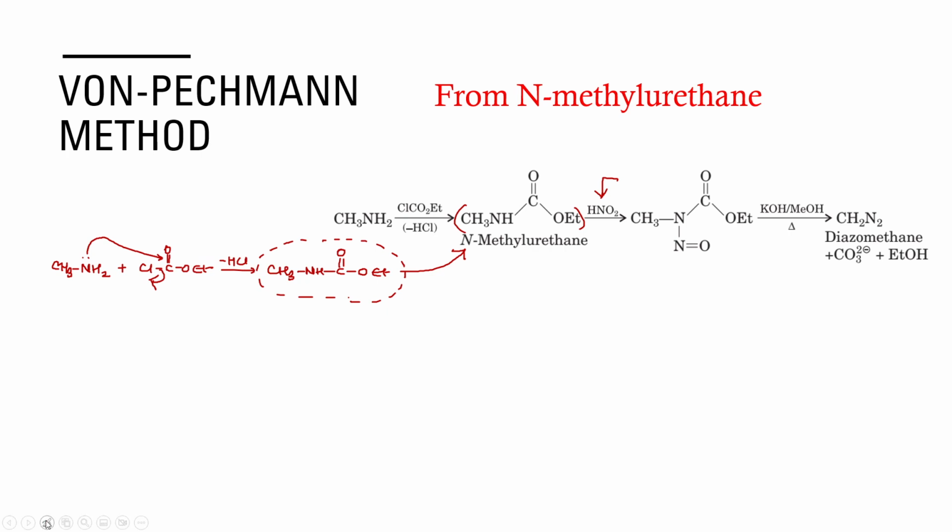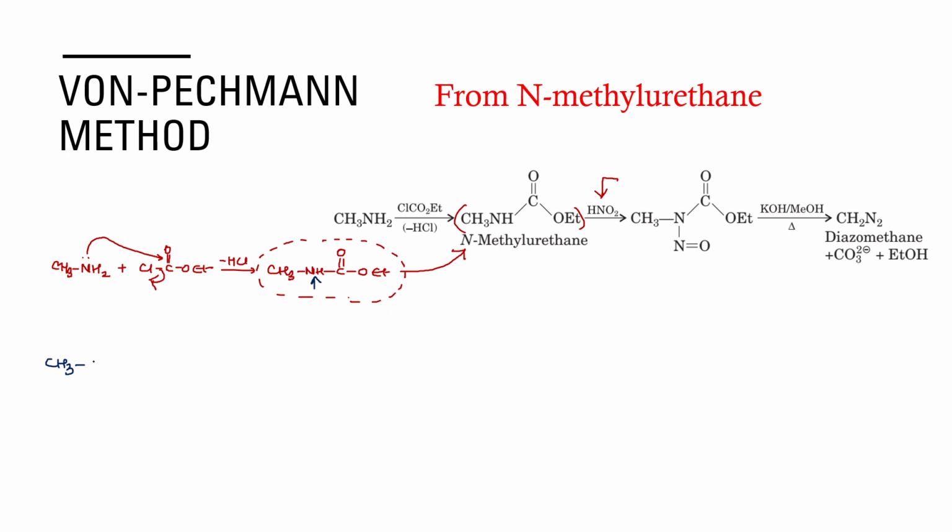HNO2's role over here is to convert the secondary amine looking unit, this nitrogen, to nitrosamine kind of a unit. So you have to attach a nitroso unit over here. Once you attach a nitroso unit over here, then you can create this compound. So let's look at how would this last step of reaction look like. So assume that you already have this nitroso unit derived from N-methylurethane.